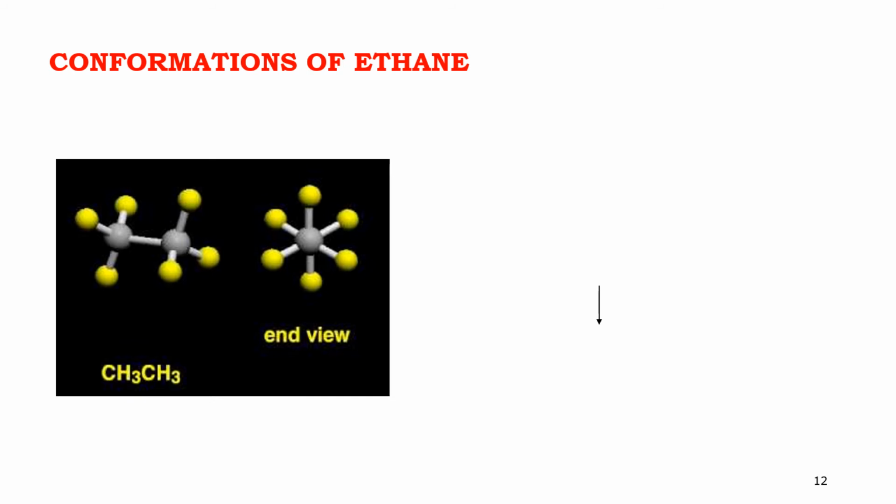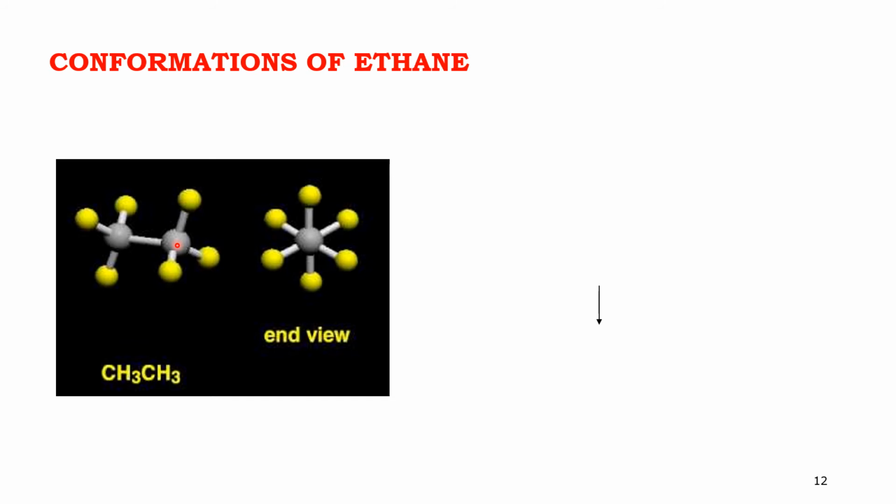Now we move to the conformations of ethane. We know the ethane molecule is C2H6, so it could be represented like this. This is the first carbon atom and this is the second carbon atom. Each carbon atom has 3 hydrogen atoms, and there is a carbon-carbon single bond here. This carbon-carbon bond could easily undergo rotation.